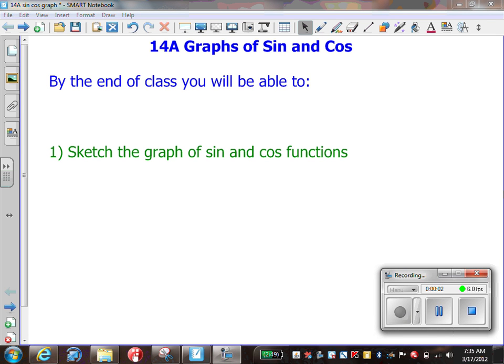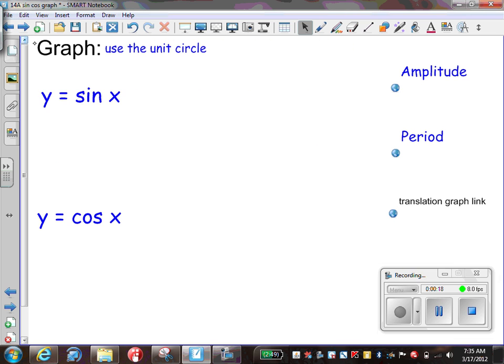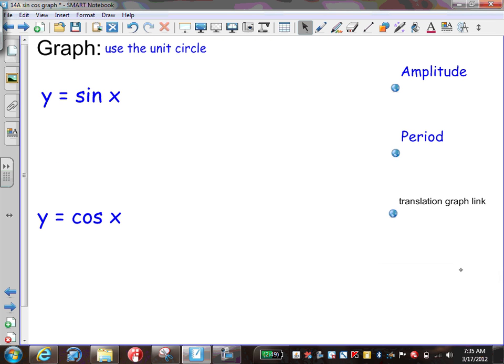Okay, class, this is the beginning of chapter 14, 14A, and the purpose of this video is just an introduction to graphing the functions sine and cosine. So again, this is very introductory, just to get in that frame of mind. So let's take a look here. These are the two functions that you want to be graphing.